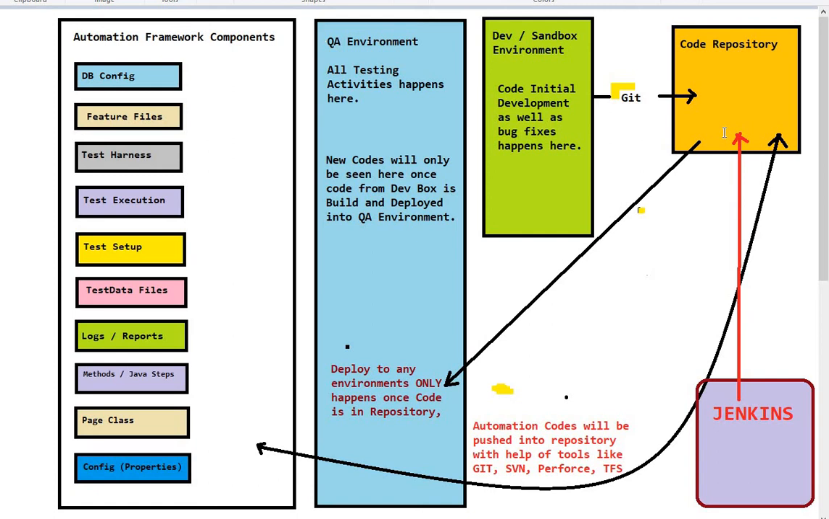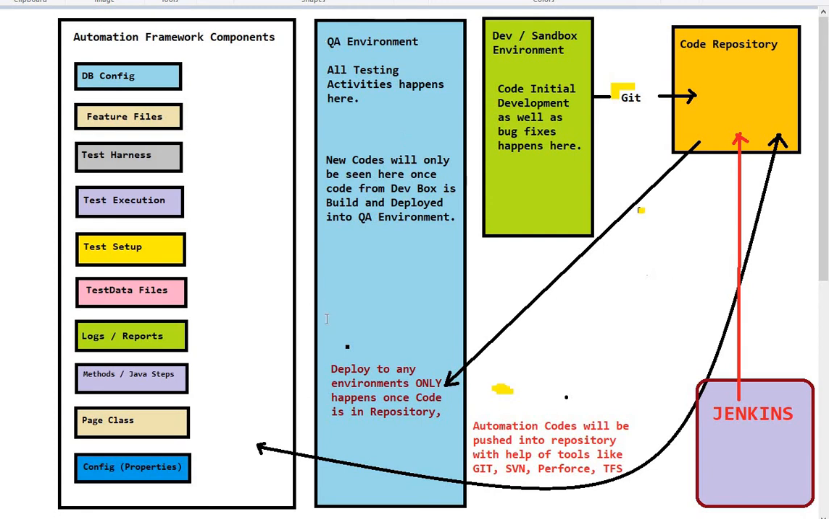Once the code is deployed, only then will you be able to see it. Unless the code is deployed into the QA environment, whatever the dev environment has may not be reflected there, because every code has to be pushed. That process is called deployment. So these are the testing environments.